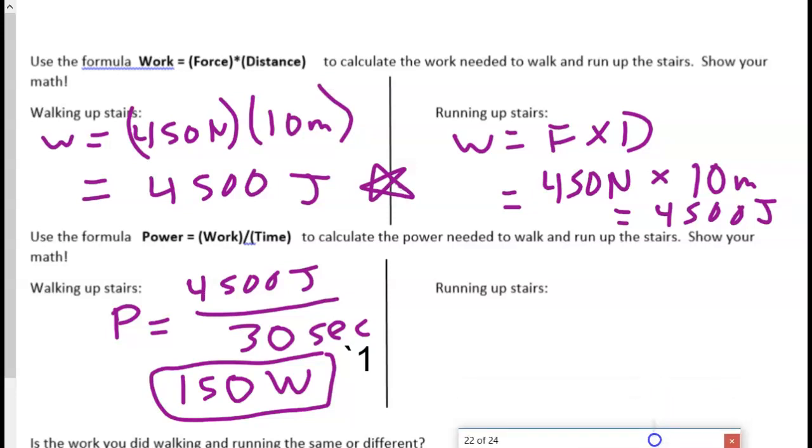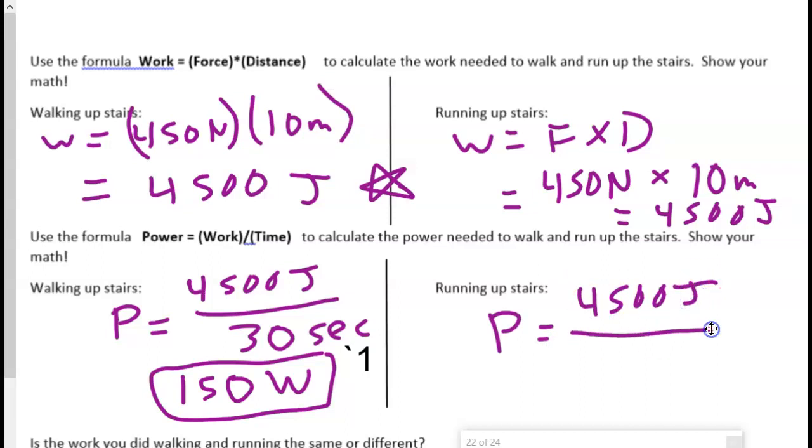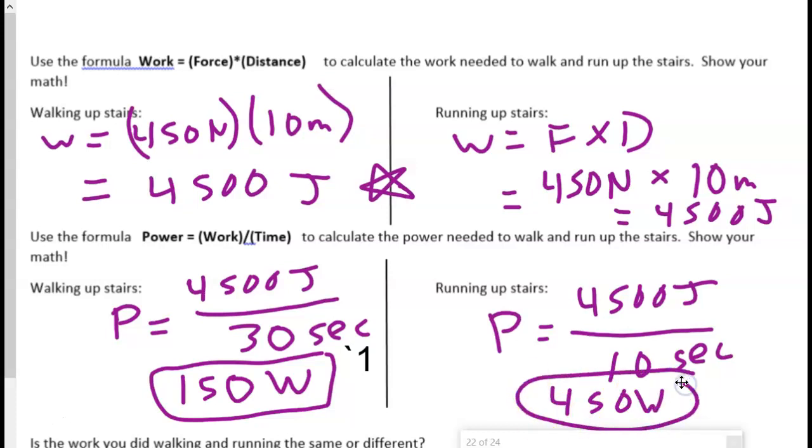However, we do use the time in our power formula. So when I was running up the stairs, I did the same amount of work as when I was walking, but I used less time. I used 10 seconds of time to run. 4,500 divided by 10 would be 450 watts of power. So I was more powerful running than walking. That makes sense. But it doesn't matter how fast I go up the stairs, it's the same amount of work.